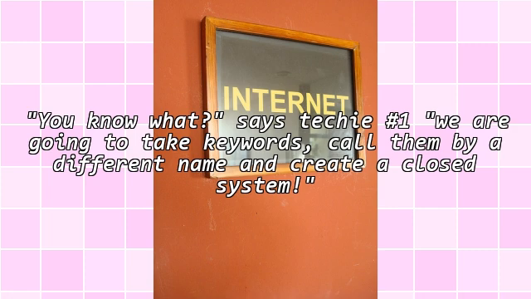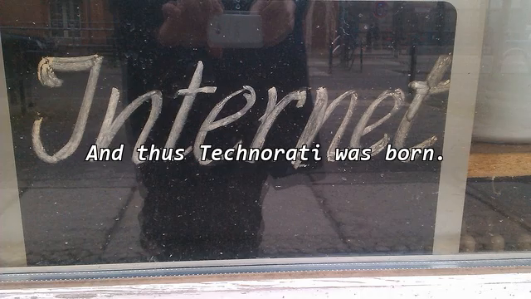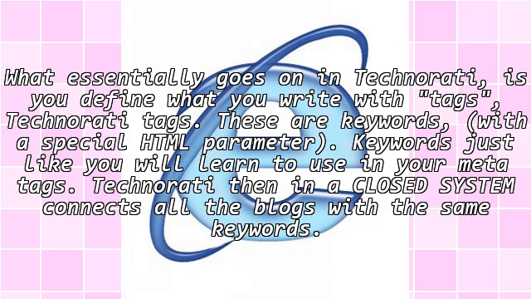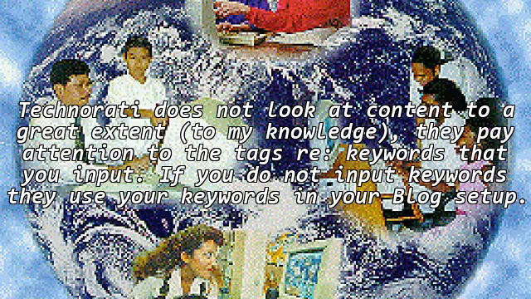What essentially goes on in Technorati is you define what you write with tags, Technorati tags. These are keywords with a special HTML parameter. Keywords just like you will learn to use in your meta tags. Technorati then, in a closed system, connects all the blogs with the same keywords. Technorati does not look at content. To a great extent, to my knowledge, they pay attention to the tags array: keywords that you input. If you do not input keywords, they use your keywords in your blog setup.